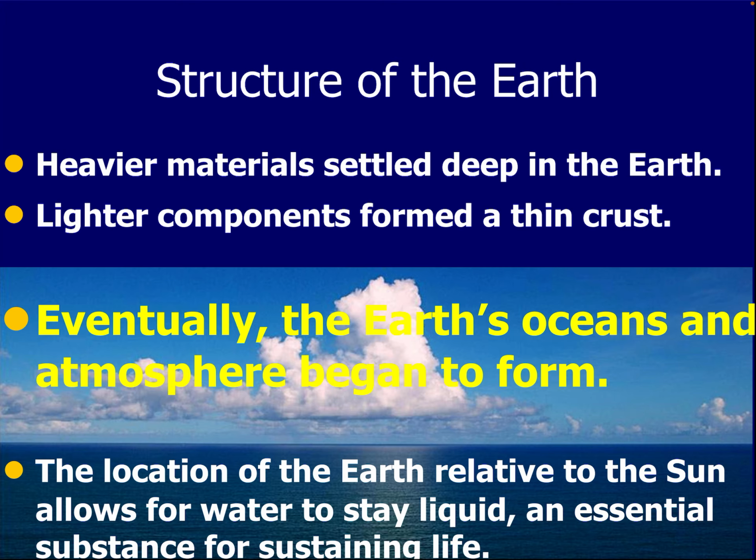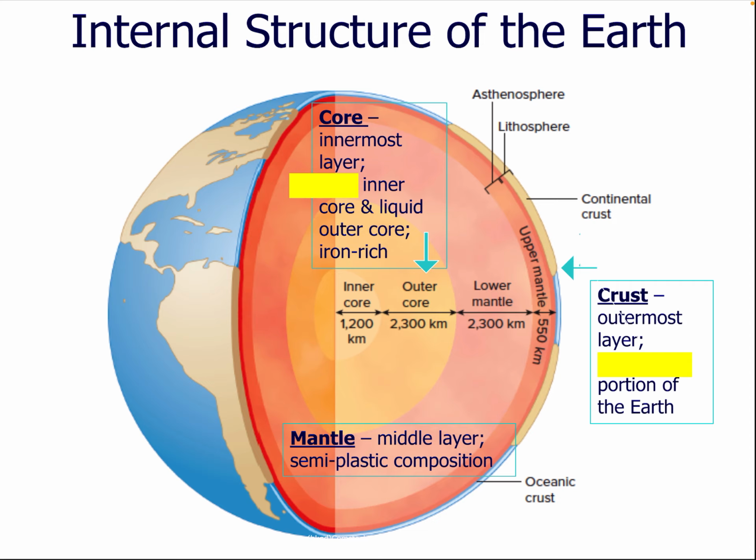Again, the location of the Earth relative to the Sun at 93 million miles is perfect to allow water to stay liquid and not freeze and not evaporate, which is essential for sustaining life. Let's look at the structure of the Earth from the inside out. Now, in the very middle of the Earth, we have what we call the core. And the core is divided into the innermost and the outermost core.